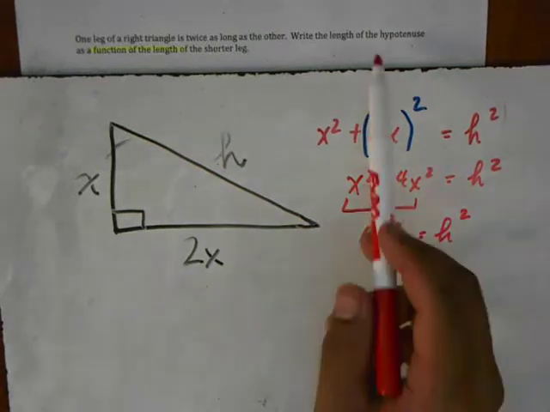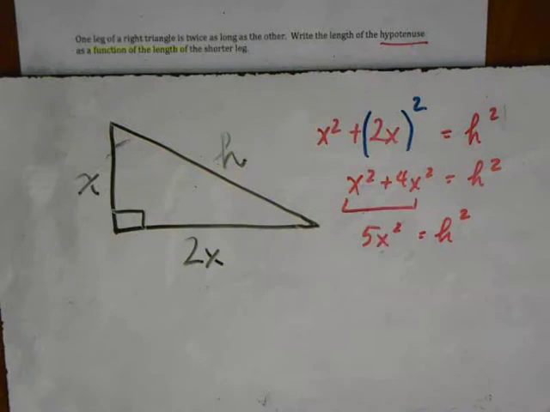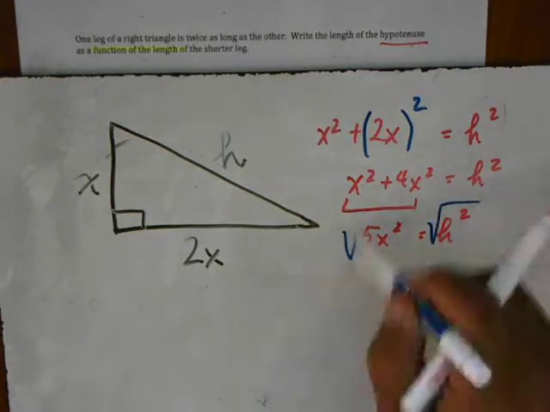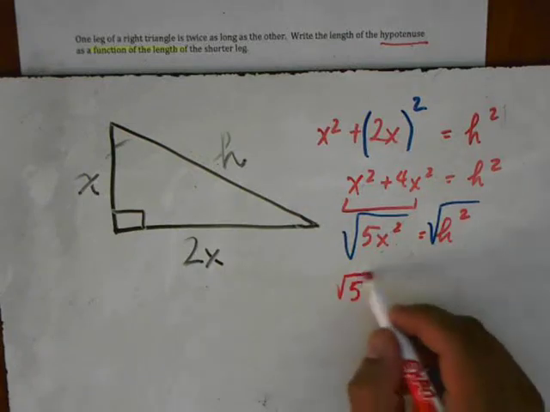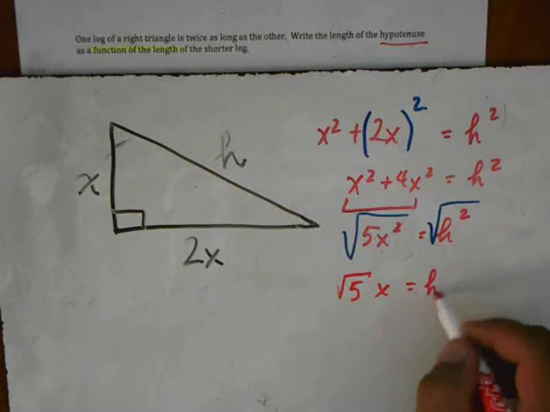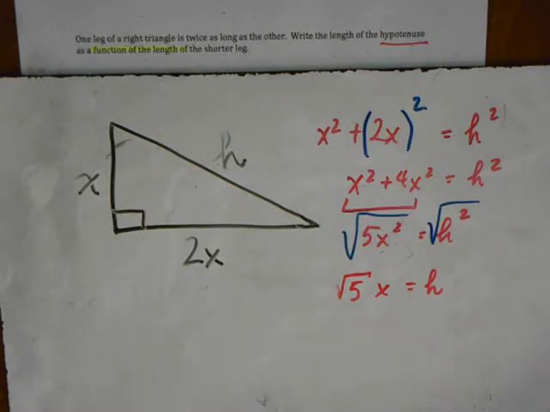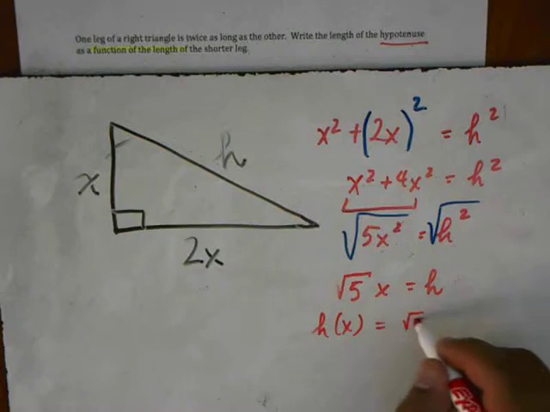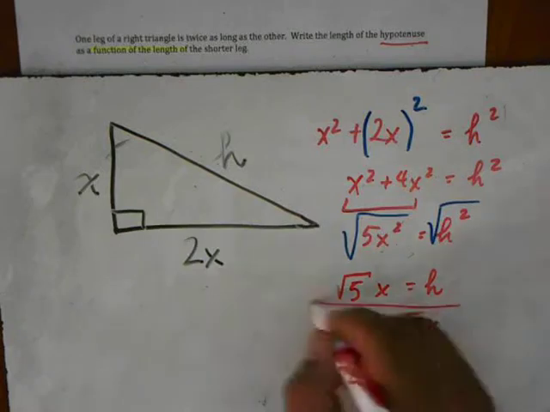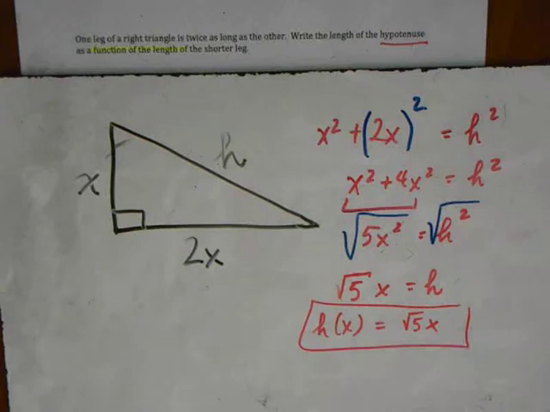And I want the hypotenuse as a function of the length of the shorter leg. So I have to solve for the hypotenuse. I'm really close, so I can just take the square root of both sides. And that will give me square root of 5 times x is equal to h. Since it's looking for a function, I can write this as a function. It's usually f of x, but I'll call it h of x is equal to square root of 5 times x. And there you have it, the final answer.